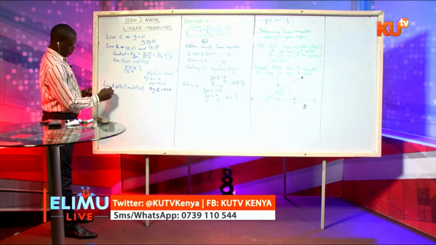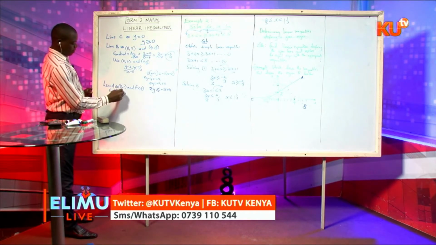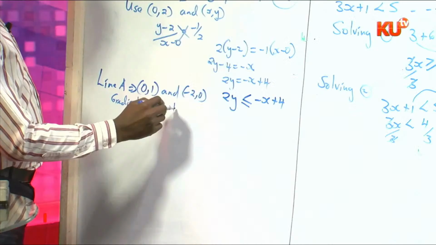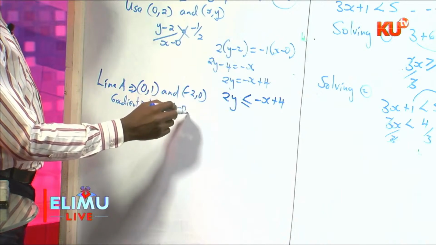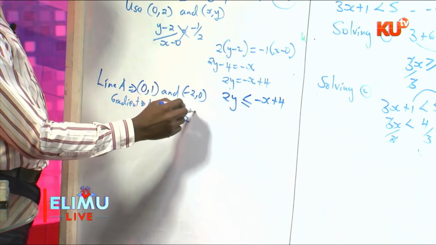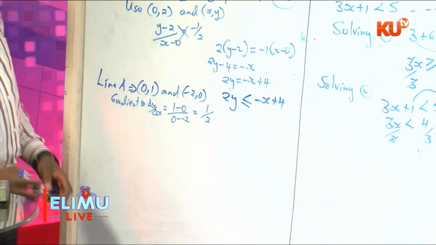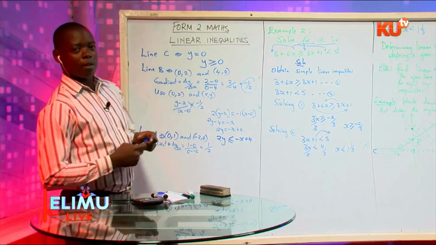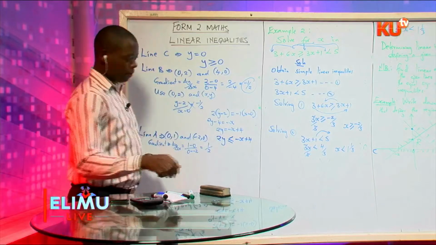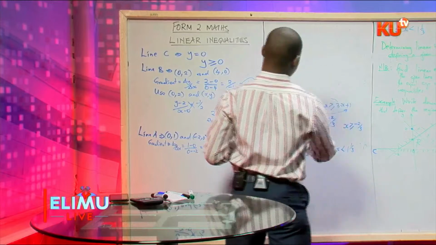Gradient will again remain change in y over change in x. And so this will be 1 less 0 over 0 less negative 2. So it is 1 over 2 as the gradient. Pick one of the points and a general point xy.